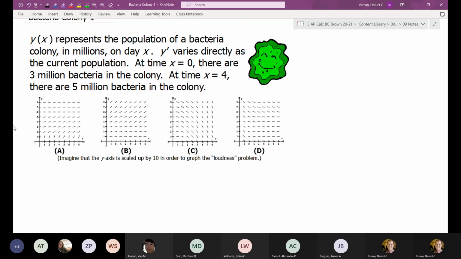So here's the bacteria. I have y of x represents the population of bacteria. So it is important to represent that y is representing a population in millions on day x. So y is the population, x is representing the time, and it's going to be measured in days. We have y prime varies directly as the current population. So that statement is what's going to give us our equation.